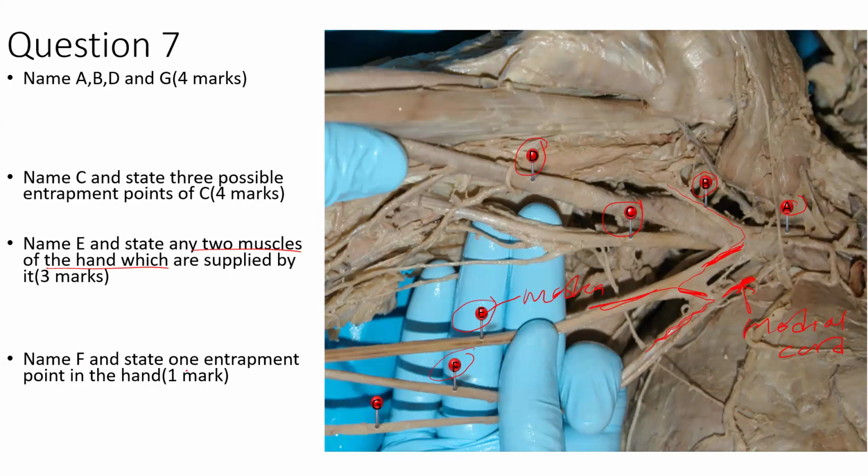Okay, name F and state one entrapment point in the hand. So F is your ulnar nerve. Where is it entrapped in your hand? Guyon's canal. Wonderful. I will not even add anything more. That is wonderful.